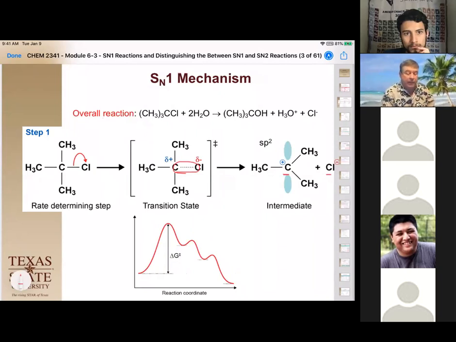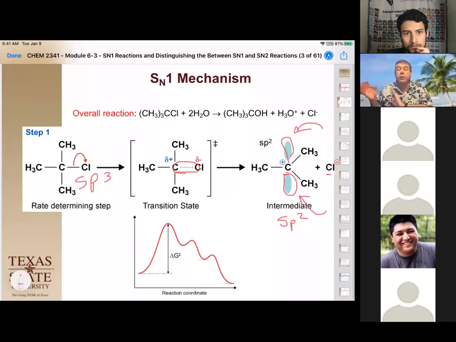When we go from the sp3 hybridized carbon to this intermediate, we now have an sp2 hybridized carbon with an empty p orbital above and below that plane. Okay. Then at that point, we can have a nucleophile come in and attack either side to generate our new sigma bond and reconvert our sp2 carbon back into an sp3 carbon. Okay, so there's a hybridization change in this mechanism.